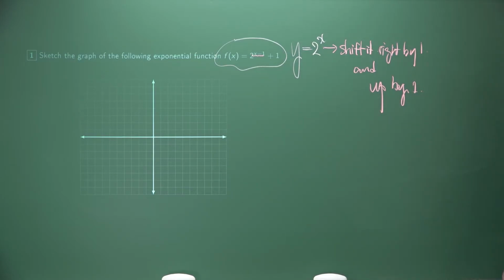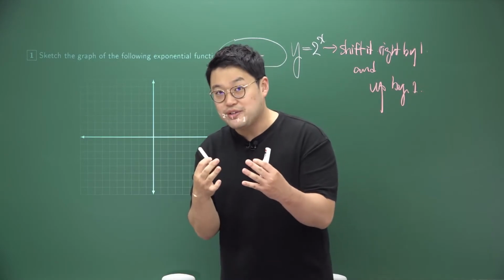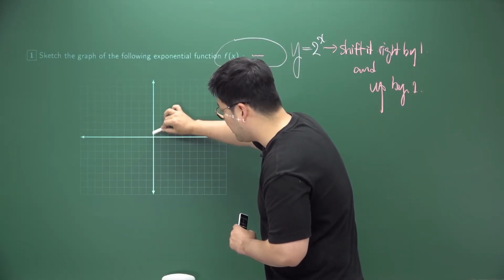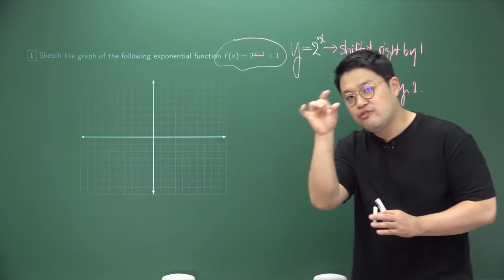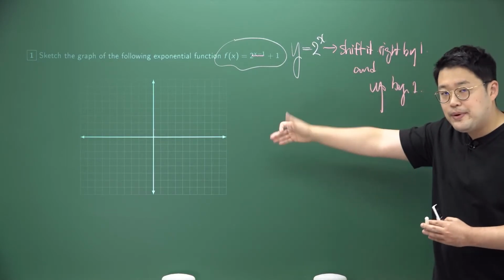All right. Where is the constant segment? Where is the beginning point? The beginning point was (0, 1), right? I want you to shift that 1 unit to the right and 1 unit up.